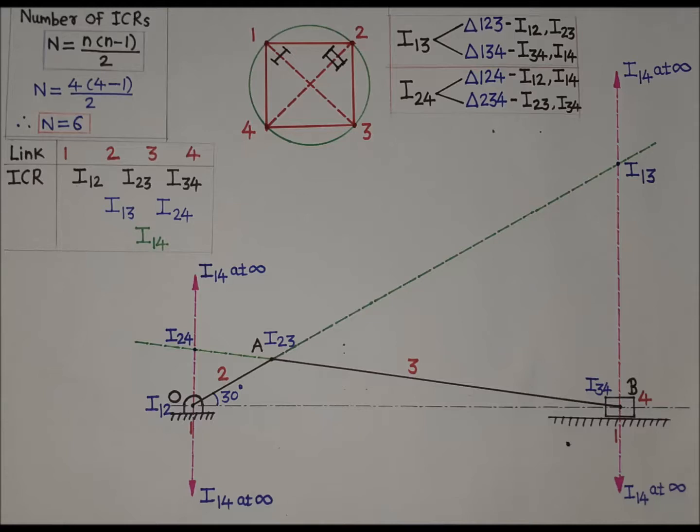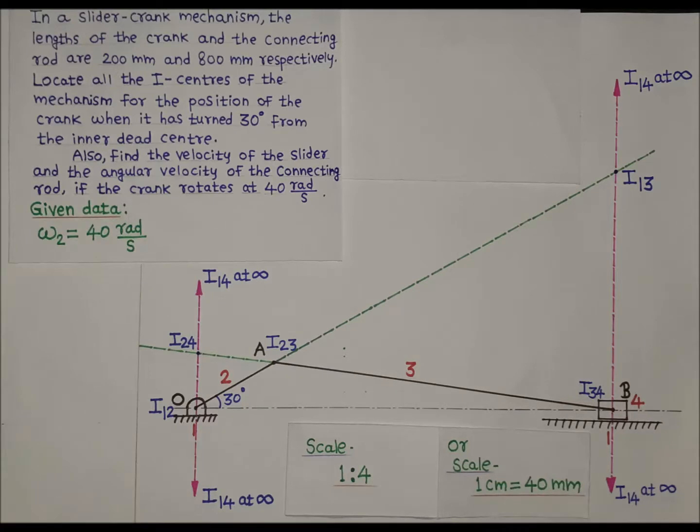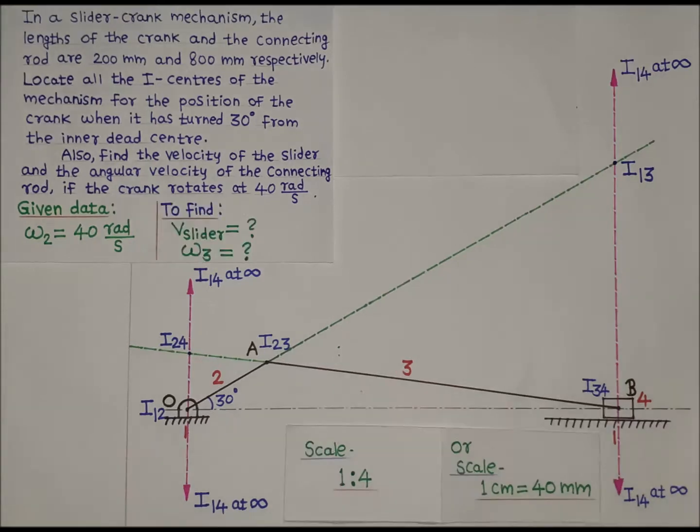In the numerical, the given data is the angular velocity of the crank, and it is 40 radians per second. The crank is link number 2, hence we can write the given data as omega 2 is equal to 40 radians per second. We have to find the velocity of the slider, that is V slider, and the angular velocity of the connecting rod, that is omega 3, as the connecting rod is link number 3.